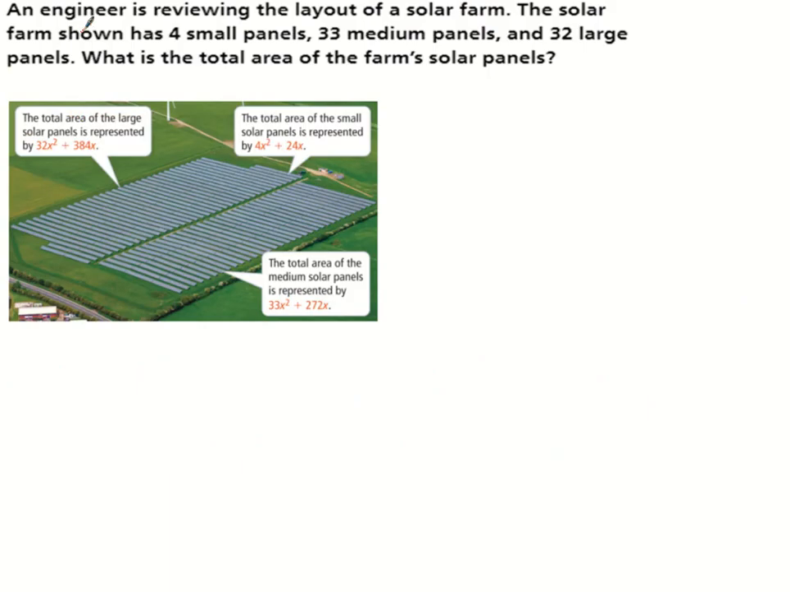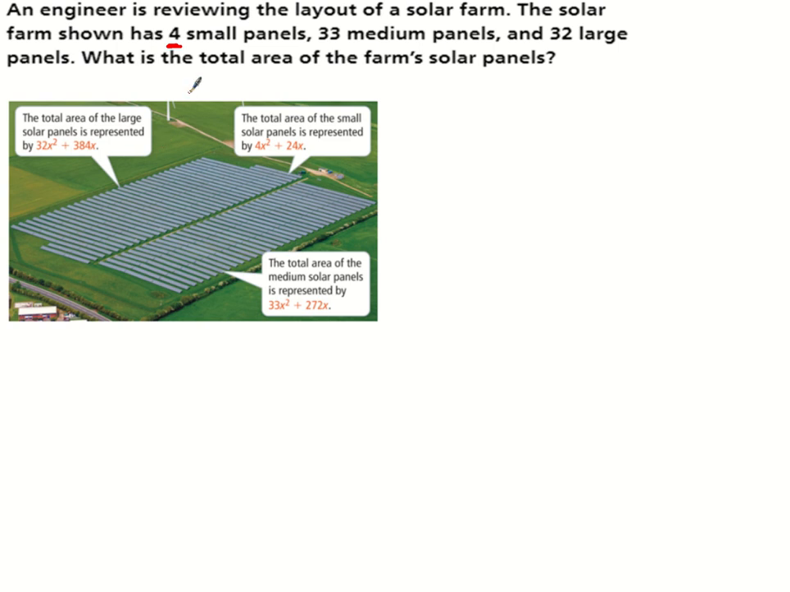Finally, you'll have to do word problems. What we're doing here is we're combining these areas. So we have 4 small panels, 33 medium panels, and 32 large panels. It actually gives me the area of all of the small panels combined. So I don't know why we're giving this information, because this is including all 4 of the small panels. This is including all 33 of the medium panels, and this is including all 32 of the large panels, and we know that also because of the 32, the 4, and the 33.